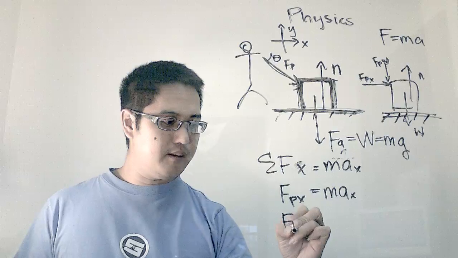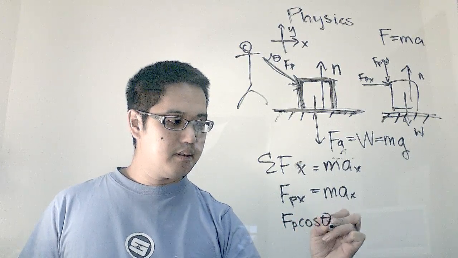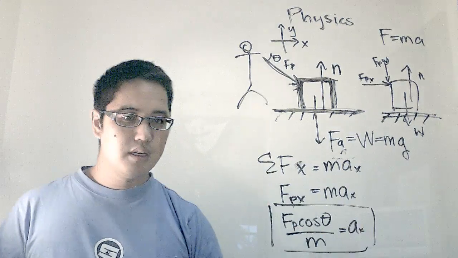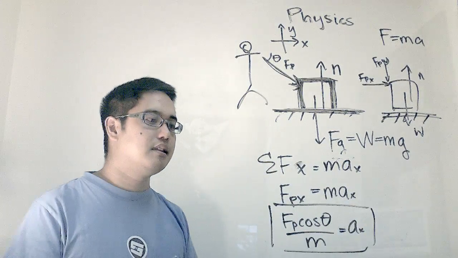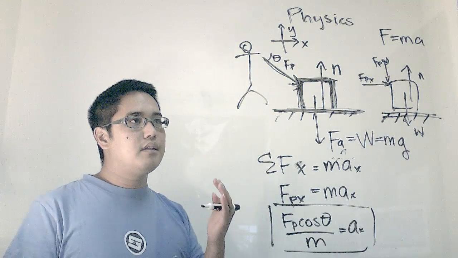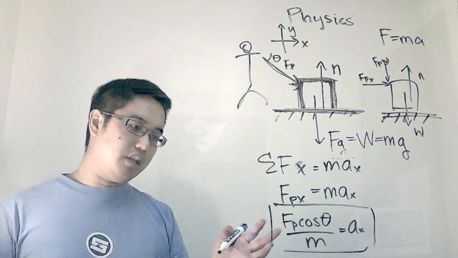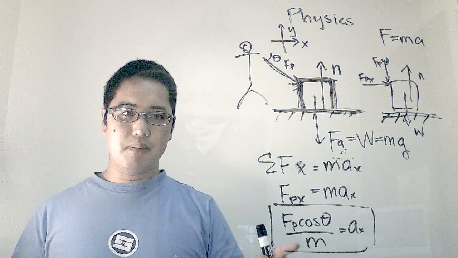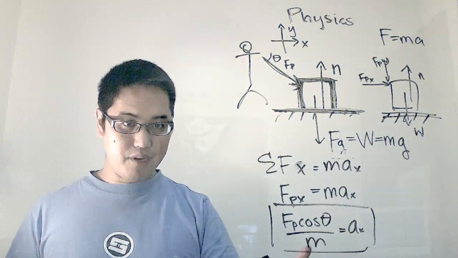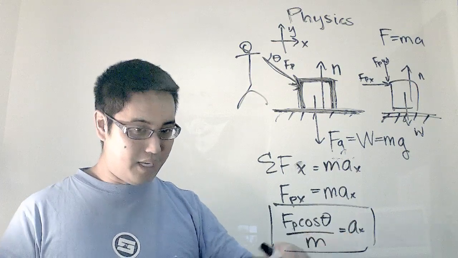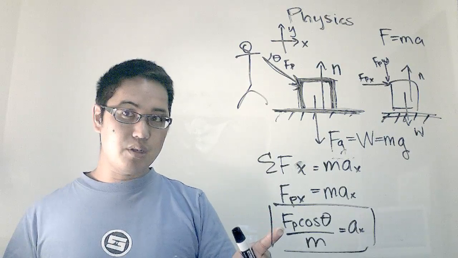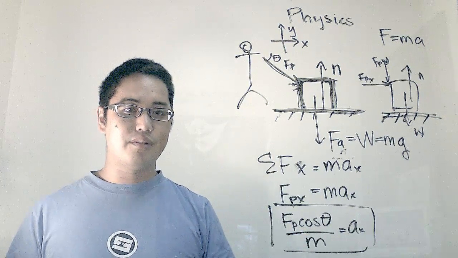FPX is FP cosine theta, divided by m, equals acceleration in the x direction. And all this is saying is that the acceleration that the ottoman will undergo depends on three things. It depends on the mass of the thing. If this ottoman were super heavy, that acceleration would be really small, right? Because if m got really big in the denominator, your a as a number would get really small. It depends on how much you push, but it also depends on the angle.